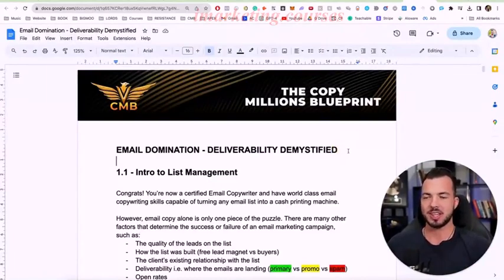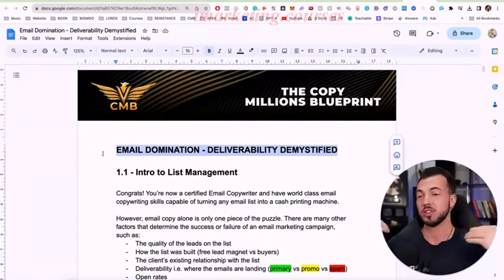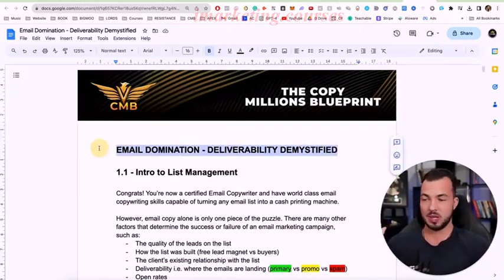We are going to be taking the complicated, complex, mysterious topic of email deliverability, and I'm going to be boiling it down for you in the absolute most easy to understand way possible. Spent a lot of time on this and you're really going to like this.